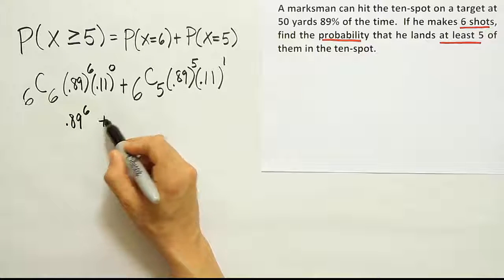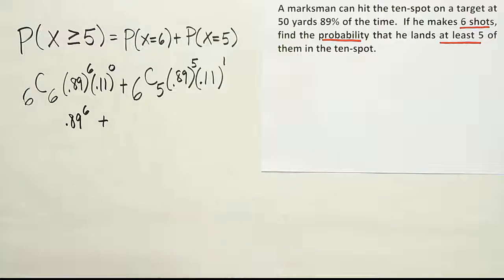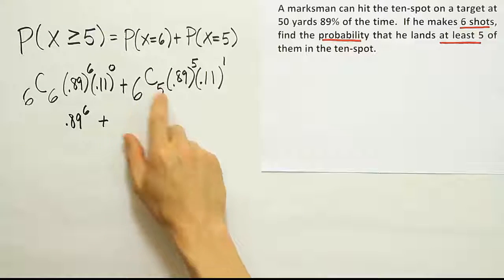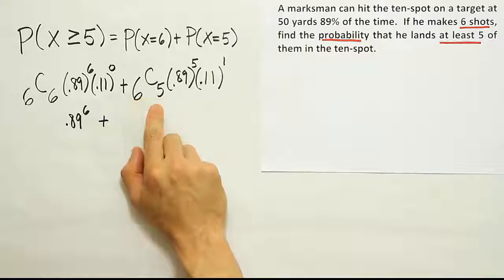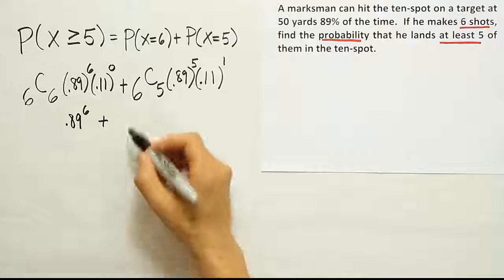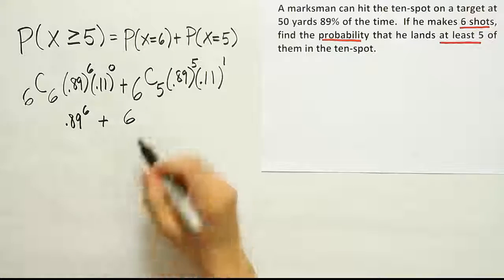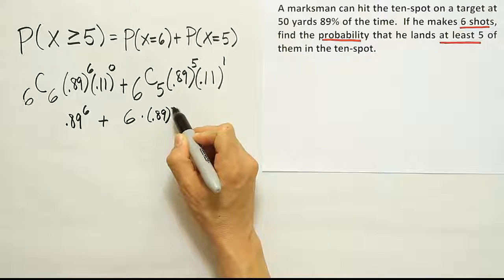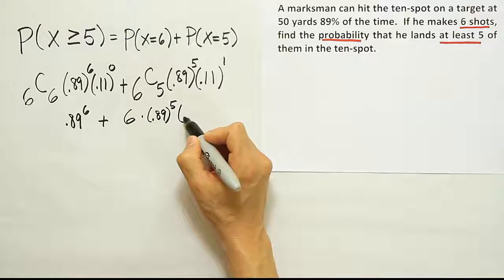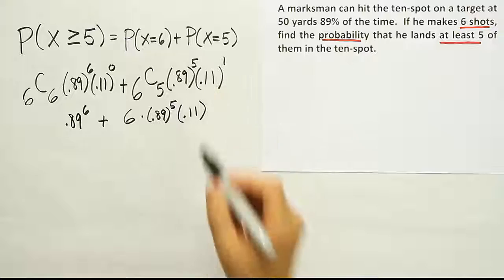Then you'll add to that this. Well, 6 choose 5. Whenever you have something like that, 6 choose 5, so this number and this number are just 1 apart, the answer is just going to be this number. So it'll be 6 ways. You can work that out in your calculator, but if not, you can take my word for it that it'll be 6. And then it's times 0.89 to the 5th power times 0.11, of course, to the 1 power is just that.